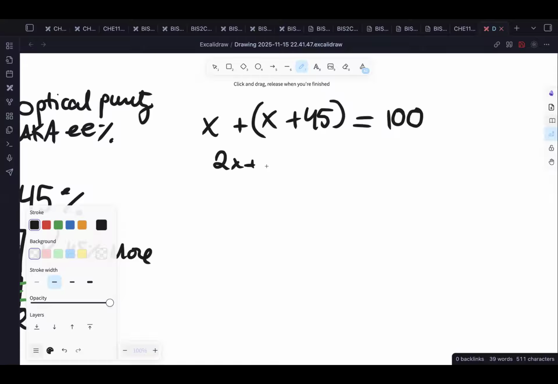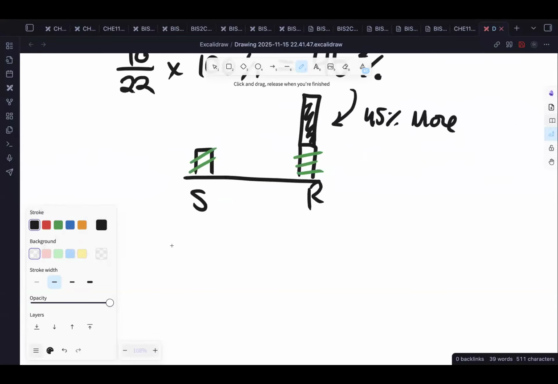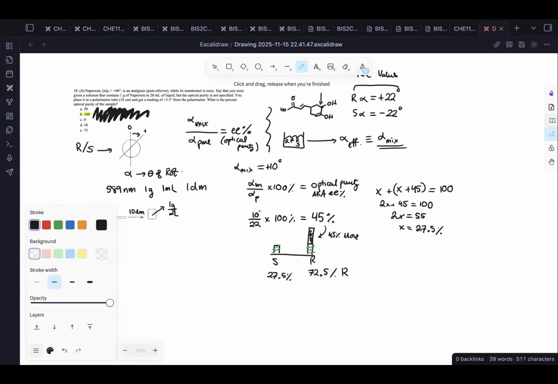So 2x plus 45 is equal to 100. 2x is equal to 55. Make that a little neater. So x is equal to 27.5%. So that means that I would have 27.5% of S and 72.5% of R. Okay. And this is just talking about how to calculate enantiomeric excess.